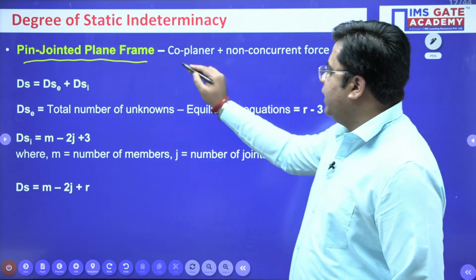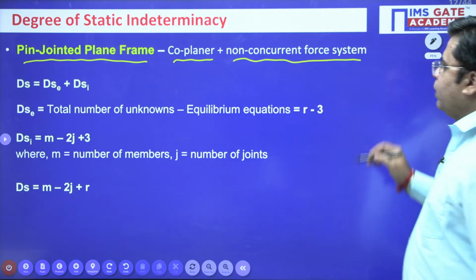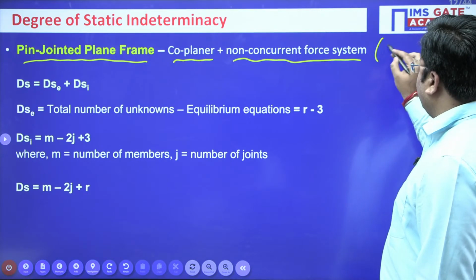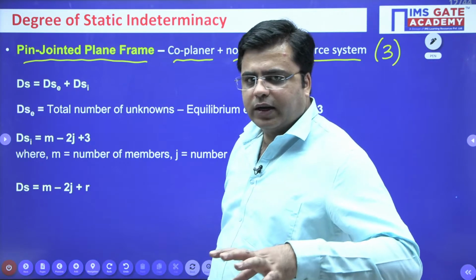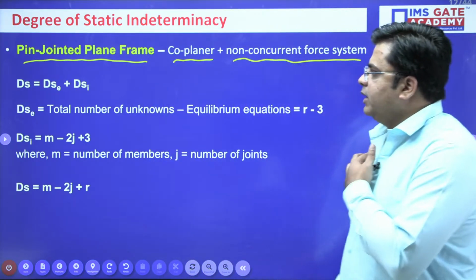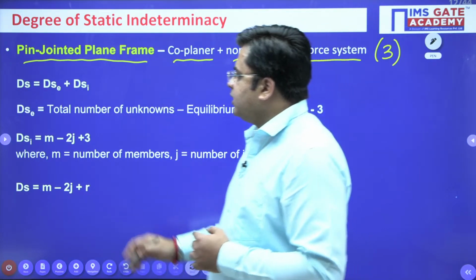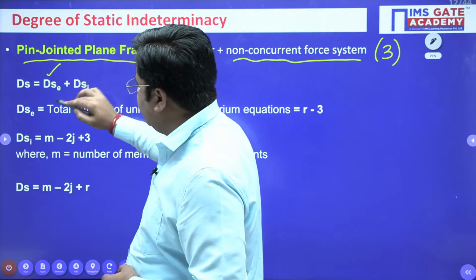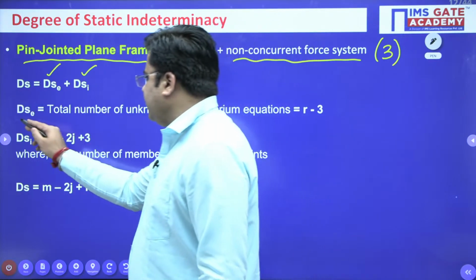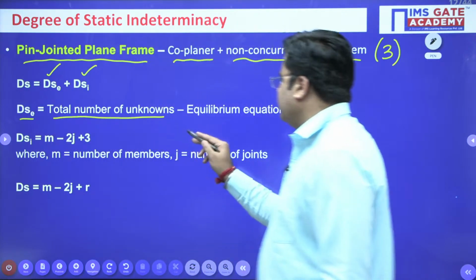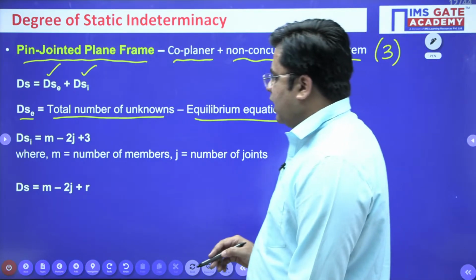So, pin jointed plane frame is the coplanar and non-concurrent force system. For a coplanar non-concurrent force system, the number of equilibrium equations are 3. We have 3 equilibrium equations in order to analyze this structure. So, degree of static indeterminacy is equal to degree of external indeterminacy plus degree of internal indeterminacy. Degree of external indeterminacy is equal to total number of unknowns minus equilibrium equations, that is R minus 3. So, DSE is equal to R minus 3.